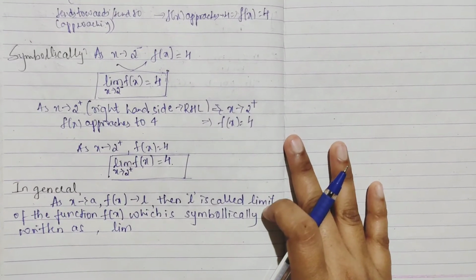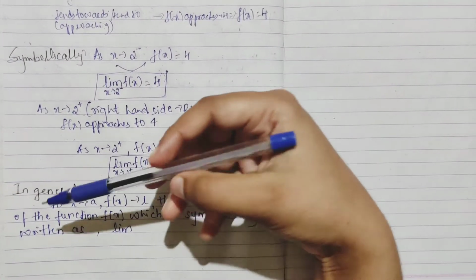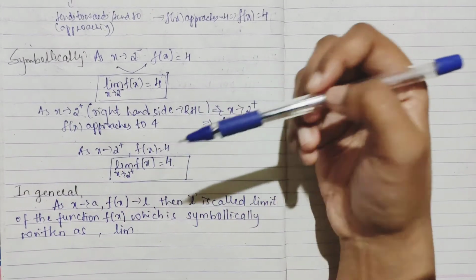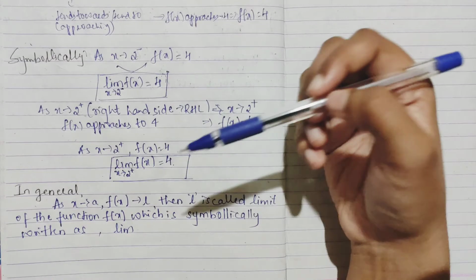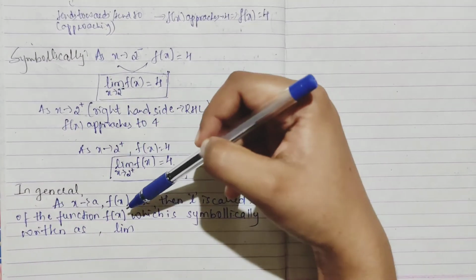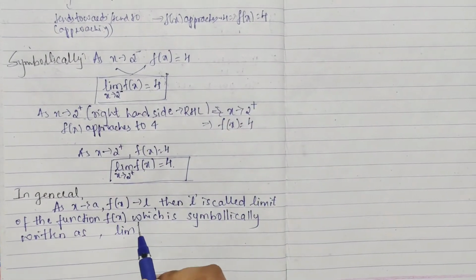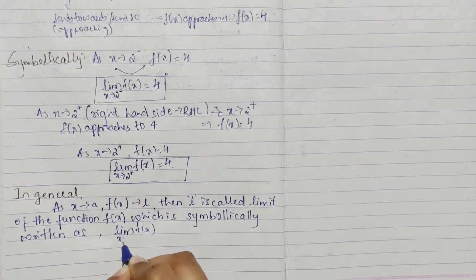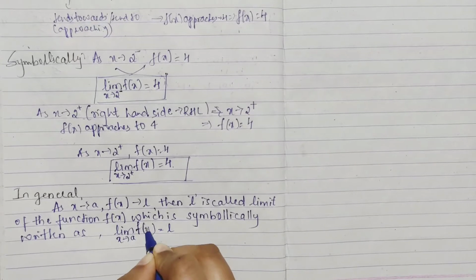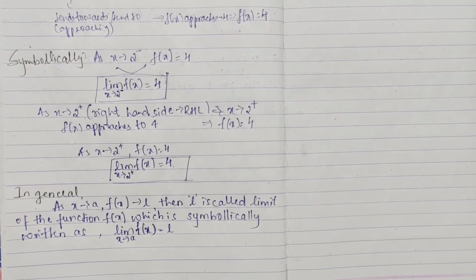So in general, when your right hand and left hand limits coincide, in general we say as x tends to a, f of x tends to L. We take it as a and as L. Then L is called the limit of the function f of x, which is symbolically written as the limit of f of x as x tends to a is equal to L. This is the limit definition. This we call the limit definition.